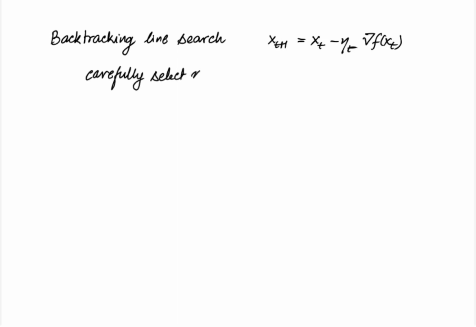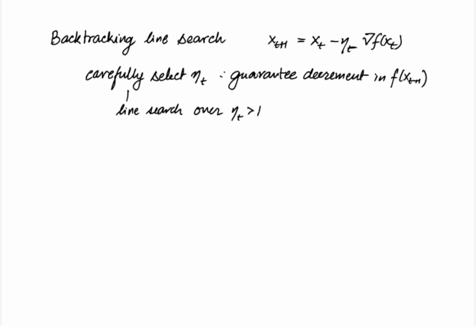So let us look at the backtracking line search algorithm. We consider the following version of the gradient descent: xt plus 1 equal to xt minus eta t times gradient f of xt. We observe that eta t is dependent on t. The main idea is that we will carefully select eta t so as to guarantee a certain level of decrement in the function value. For this purpose, we will perform a line search over eta t so as to get the value that gives us the required amount of decrement.